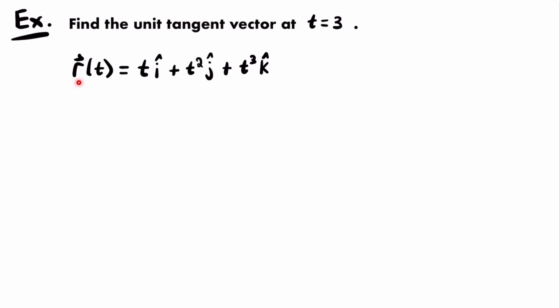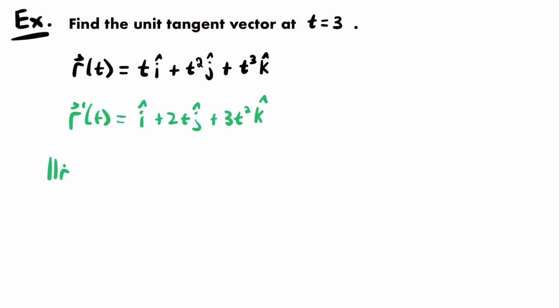Our vector function here is r of t is equal to t times i plus t squared times j plus t cubed times k. And so if we want to find a unit tangent vector at a specific value of t, we first have to find the derivative and its magnitude of this vector function. So let's start with that. We'll have r prime of t is equal to i plus 2t times j plus 3t squared times k. All right, pretty easy derivative here. The derivative of t is 1, the derivative of t squared is 2t, and the derivative of t cubed is 3t squared.